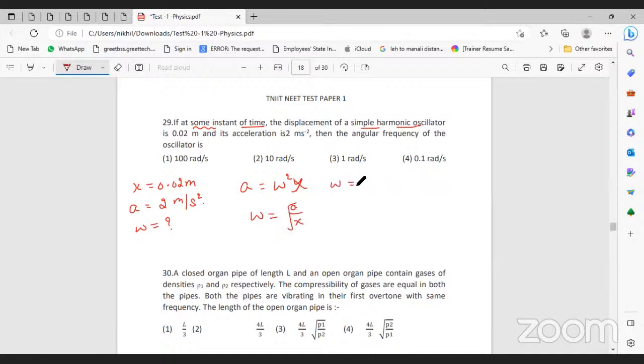So omega will be equal to the root of acceleration 2 divided by displacement 0.02. The 2 and 2 will get cancelled, leaving 1 by 0.01, that is root 100, which is 10. So option 2 is the right option, that is 10 radian per second. What is the unit of omega? It is radian per second.